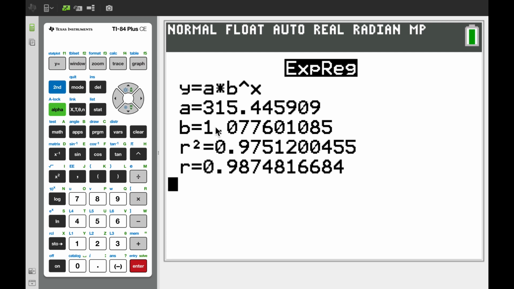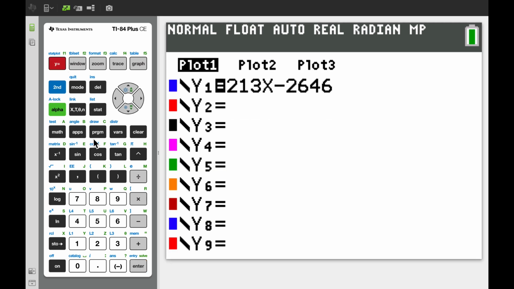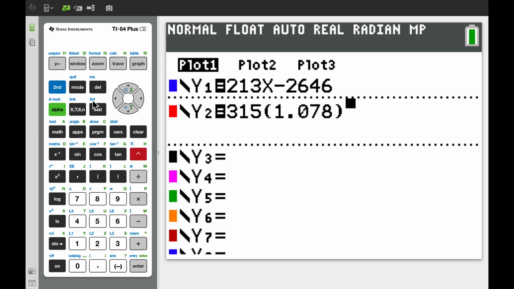With my rate, I don't want to round to the nearest whole, because if I go 1, then that's just going to keep everything the same, and it's going to be a horizontal line. So I'm going to do 1.078. Okay, so I'm going to go and put that in. So I'm going to come down here to y sub 2, and I'm going to say 315 times 1.078, and that is rounded a little bit, and then to the power of x.